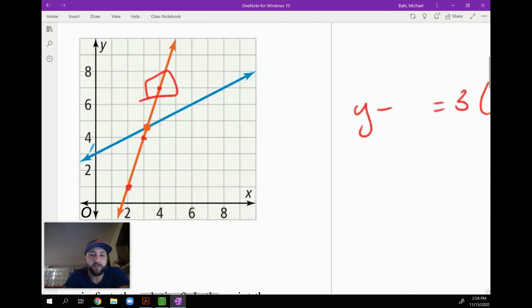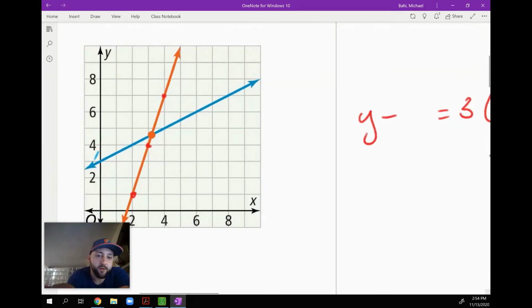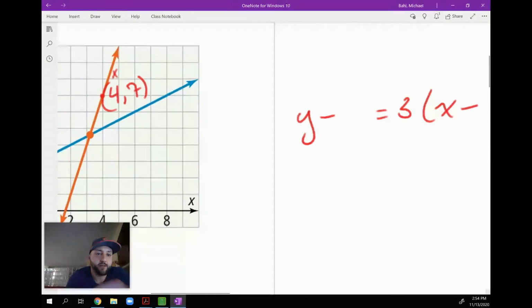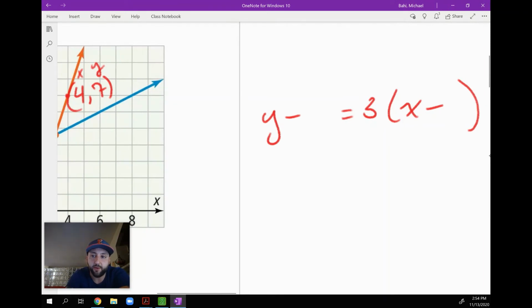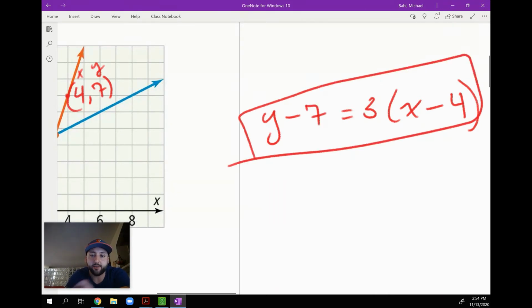And the coordinates of that point are 4, 7. All right. And of course, this is the x, this is the y. And all you have to do is plug in that x for x1, and the y for y1. And you're done. There's your equation.